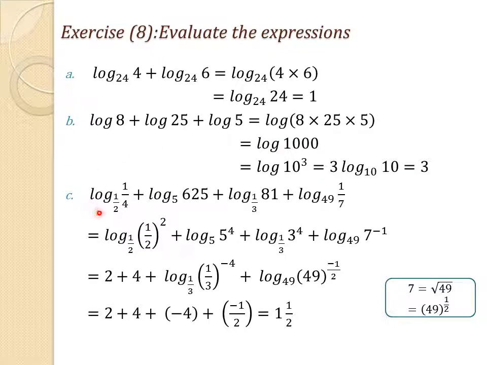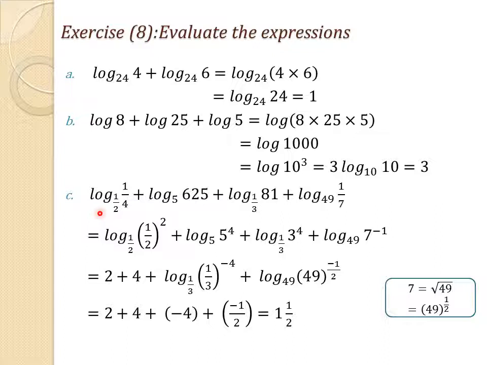On C, we have log base 1/2 of 1/4, plus log base 5 of 625, plus log base 1/3 of 81, plus log base 49 of 1/7. This exercise is giving us 4 terms. Each term has a logarithm and all the logarithms have different bases. Look, it is 49, 1/3, 5, and 1/2. So I have to work on each logarithm separately from the others.